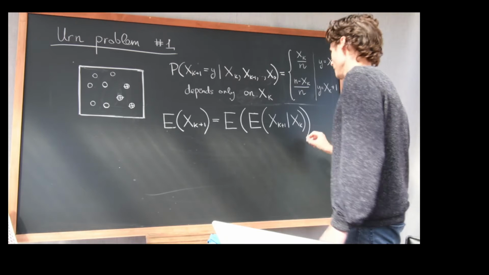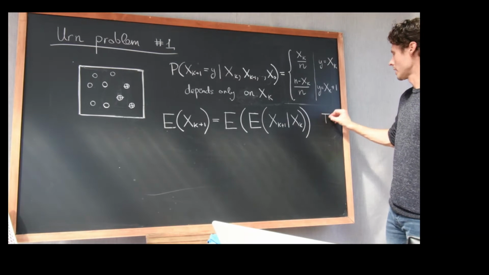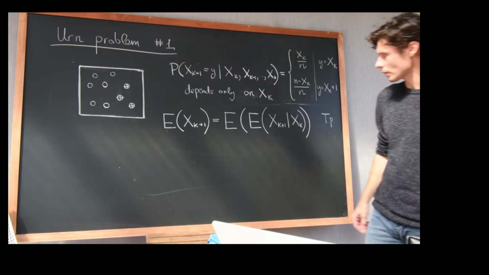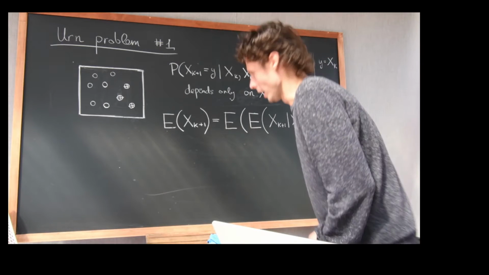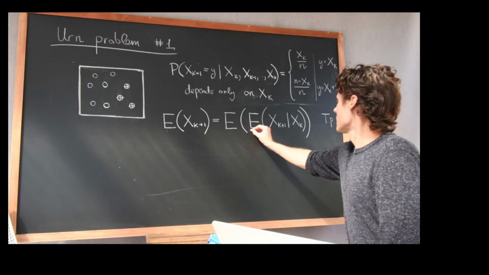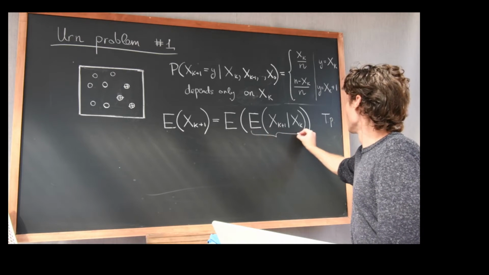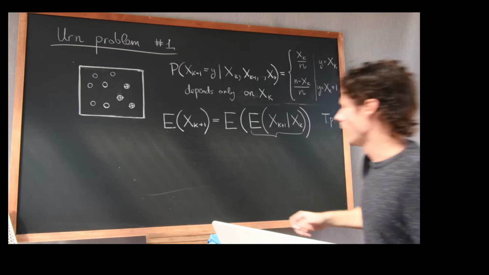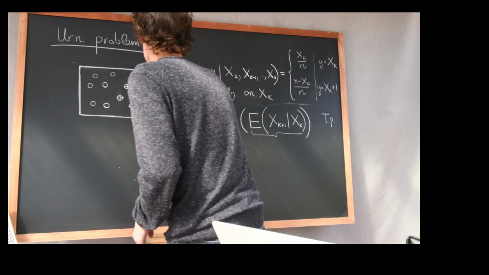Right? So this is by the Tower property of conditional expectation. This is always your first step, and the next step is always to take this expectation and isolate it, treat it separately and try to compute out what it is. So this is going to be our step 1.